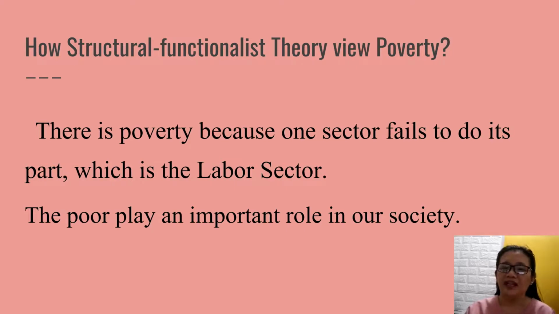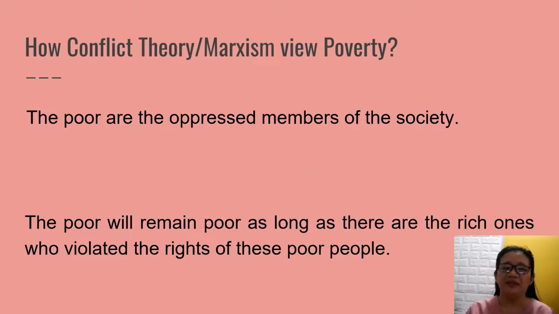For the next slide, let us see the difference. This time, how the conflict approach views poverty. When we say conflict approach, it is the same as the Marxist approach or Marxist perspective. In the first sentence: the poor are the oppressed members of the society. According to the conflict approach, they view the poor as being oppressed by the wealthy or the rich people.